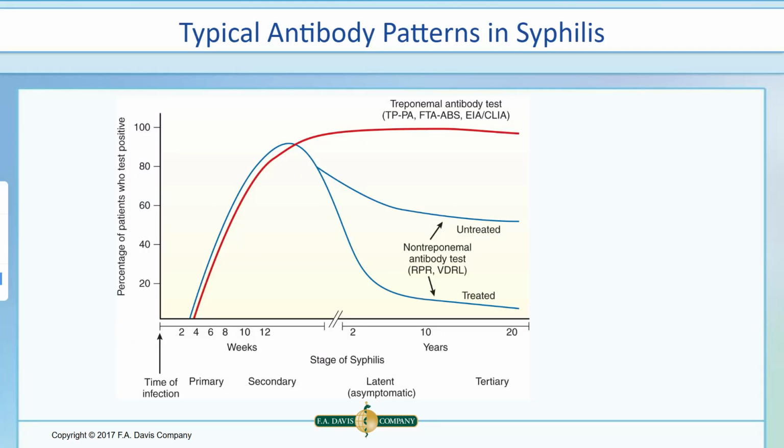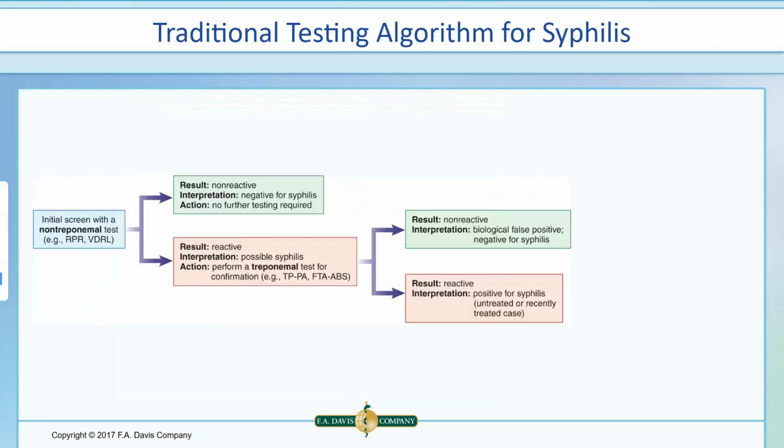Traditional testing algorithm for syphilis. So you do an initial screen with non-treponemal, RPR or VDRL. If it's non-reactive, then they're negative. If it is reactive, they might have syphilis, so then you have to perform a treponemal test for confirmation. If they're non-reactive, then it was a biological false positive, they don't have syphilis, but if they are positive, then you would treat them. There's also a reverse testing algorithm.